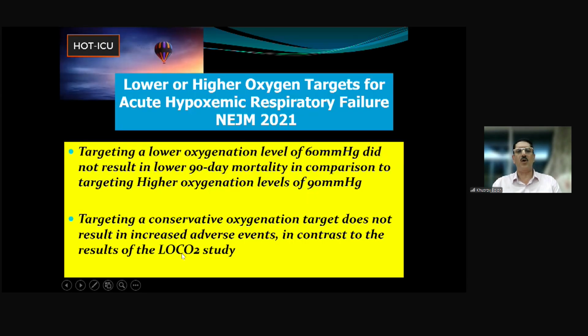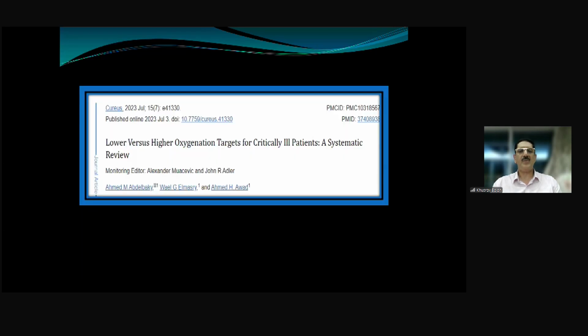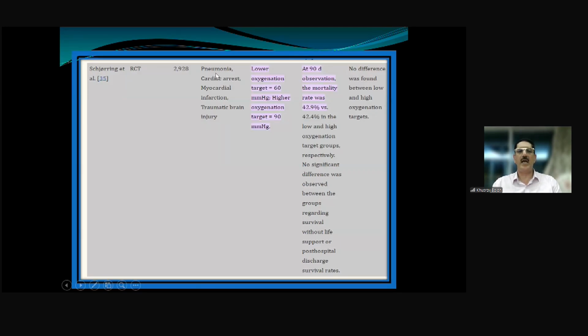Then there is another study called low or high oxygen targets in the NEJM. And here again, they realized that it doesn't make a big difference if you're using 60 as your target or 90 as a target. There is one more systematic review of 2,900 patients of pneumonia and myocardial infarction, where low targets were kept at 60 millimeters and high targets were kept at 90, and the 90-day observational mortality rate was 42.9 against 42.4. So again, why waste the oxygen and why give more?